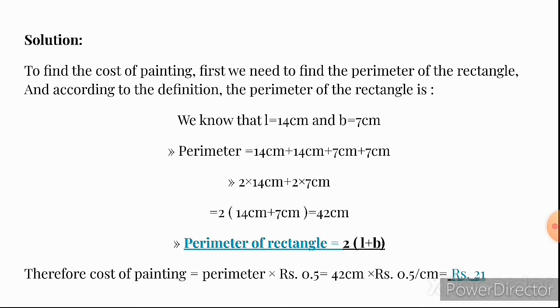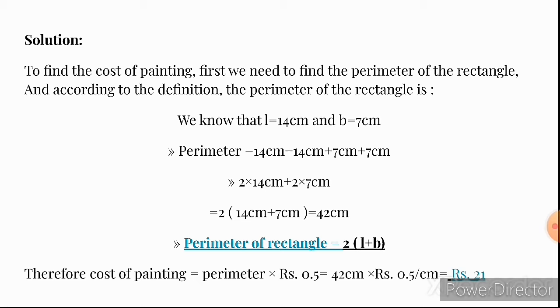So how did we get that 14 centimeter, which is the length, and 7 centimeter, which is the breadth? In variables, the perimeter of the rectangle will be equal to 2 into 14 centimeter, which is the length L, plus 7 centimeter, which is the breadth B. See, the perimeter of a rectangle is equal to 2 into length plus breadth. Therefore, the cost of painting is equal to perimeter into rupees 0.5, which is equal to 42 centimeter into rupees 0.5 per centimeter, which is equal to rupees 21. It was an easy sum, I hope so.